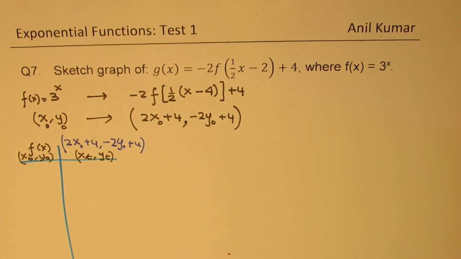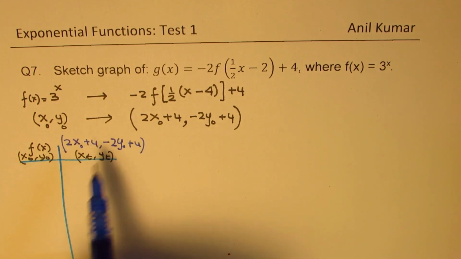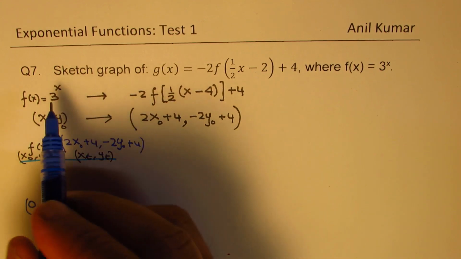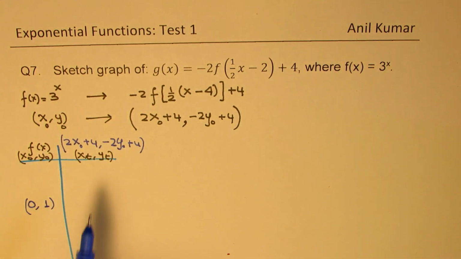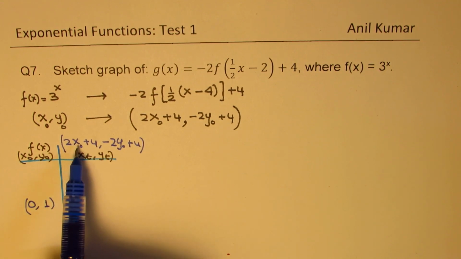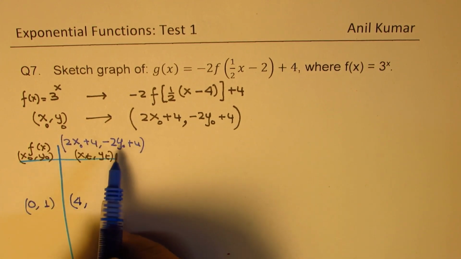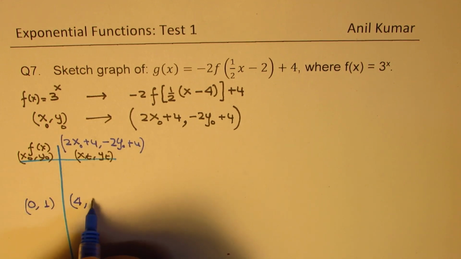So that is the kind of transformation. Now one of the important points here is 0, 1. If I use 0, the y-intercept is always 1, that is to say 3 to the power of 0 is 1. Now this point gets transformed. 0 times 2 is 0, plus 4, so we get 4 here, right? And y value of 1 means minus 2 plus 4, which is 2. So we get the point (4, 2).